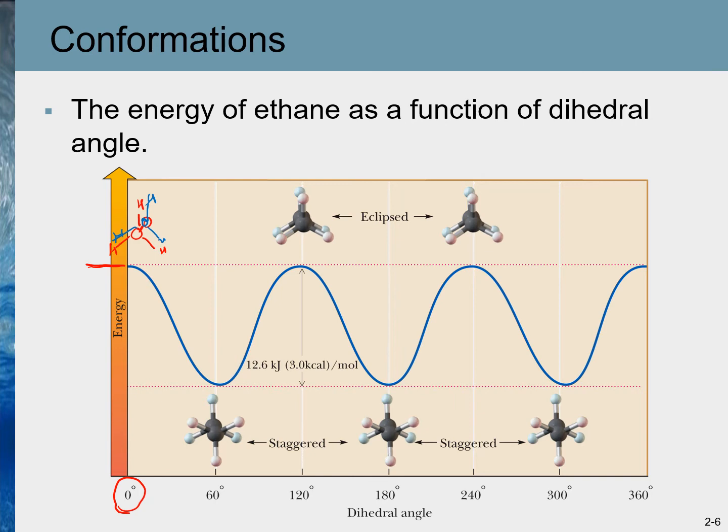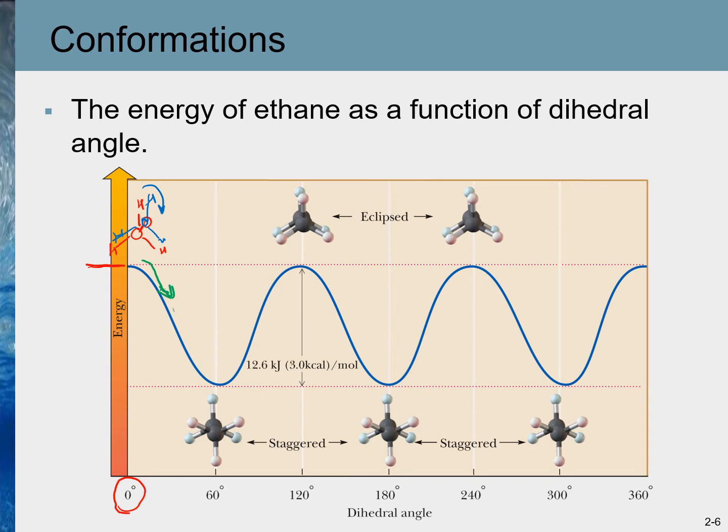So as the carbon-carbon bond rotates, these hydrogens move away from each other. So red and blue hydrogens move away from each other. That releases the torsional strain, and as it releases the torsional strain, the energy of the system starts going down. And so energy is going down.